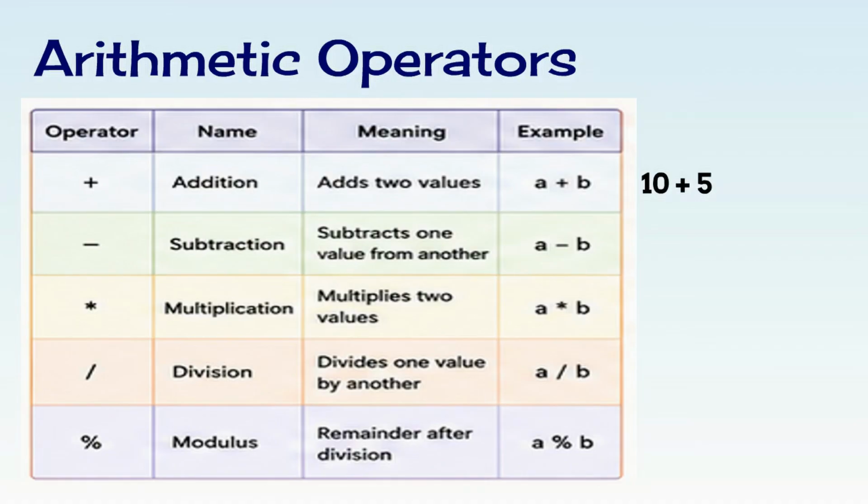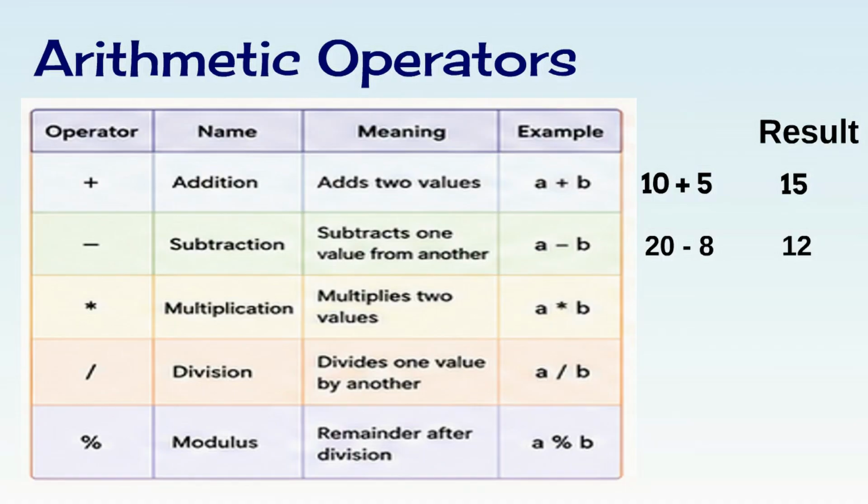If a is 10 and b is 5, adding a and b produces the result 15. Subtraction operator. The subtraction operator uses the minus sign. It subtracts one value from another. For example, 20 minus 8 equals 12. If a is 20 and b is 8, subtracting b from a produces the result 12.